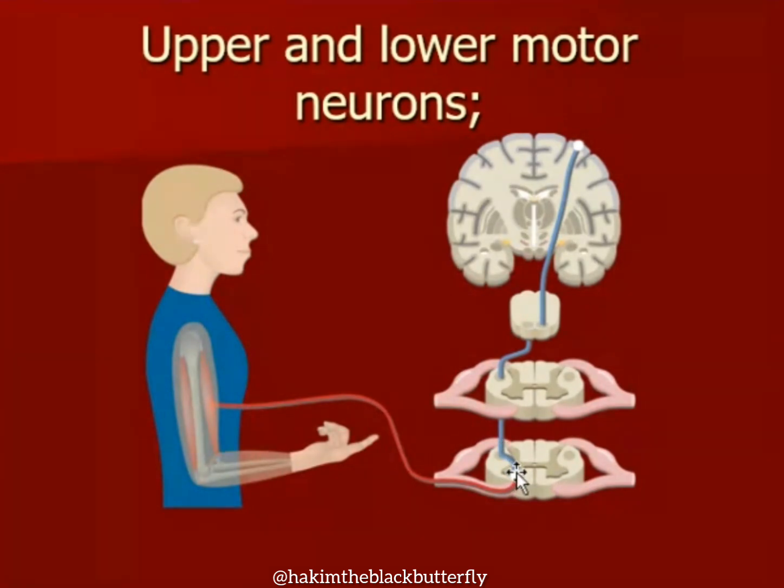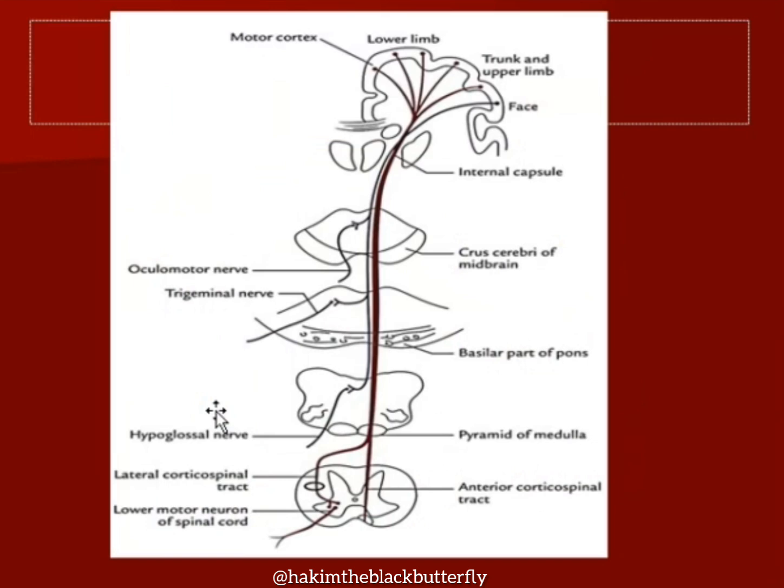So whenever I talk about the upper motor neuron, I'm talking about this neuron which picks impulses from the brain or the brainstem and transmits them down. Then it will synapse to the lower motor neuron, which is going to move out of the central nervous system and go and supply the muscle. The same applies to that.